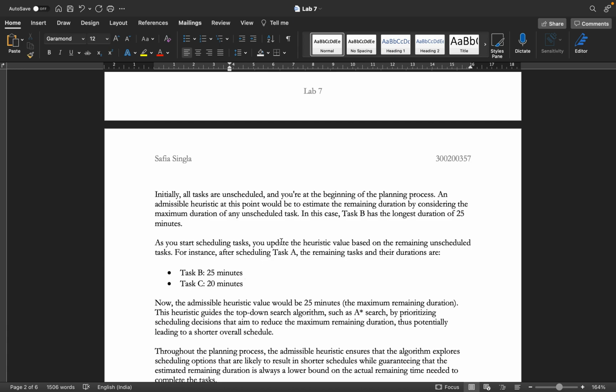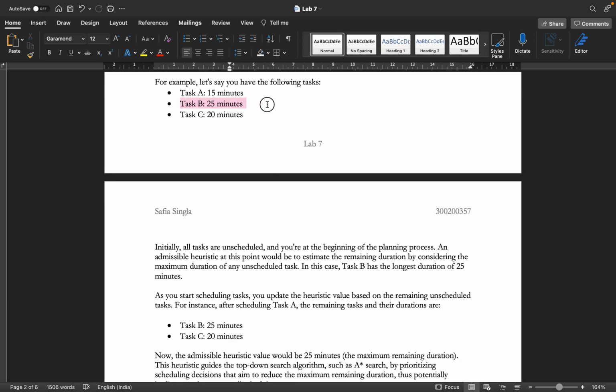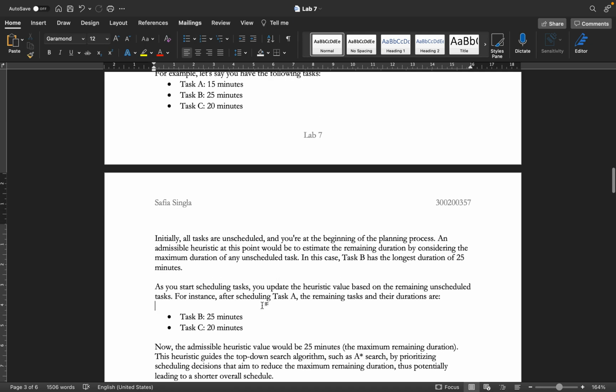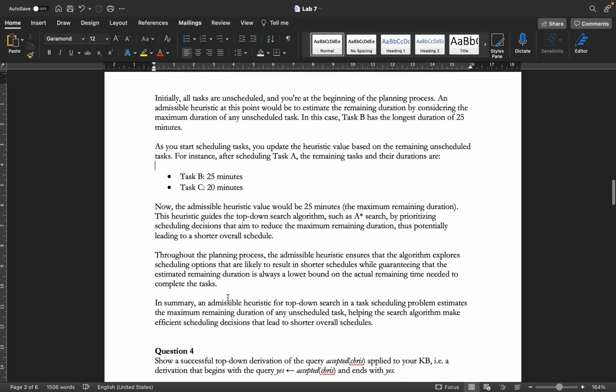An admissible heuristic at this point would be to estimate the remaining duration by considering the maximum duration of any of the unscheduled tasks. For example, B has the longest duration. Once we start scheduling the tasks, suppose we have scheduled task A and we are left with B and C. The admissible heuristic at this point would be task B's duration, because it is the longest, 25 minutes.